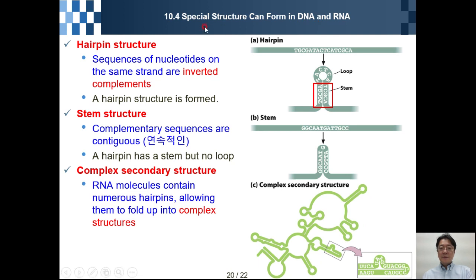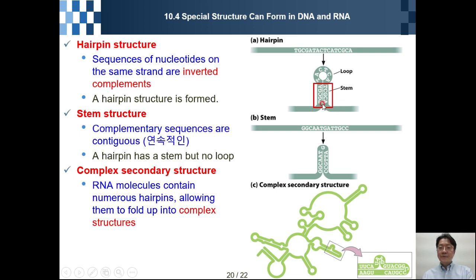The very famous special structure which can be seen in DNA and RNA is the hairpin structure. The hairpin structure is like this, okay? Usually the nucleotide sequences on the same strand are inverted complements. In these cases, TGCGA is complementary with ACGCT. So hydrogen bonding is found between A and T, and G and C. It means that the hairpin structure is formed.